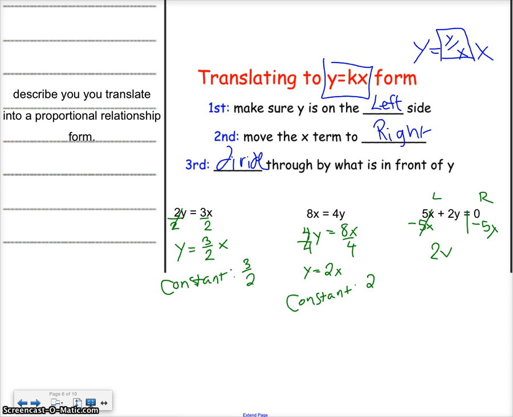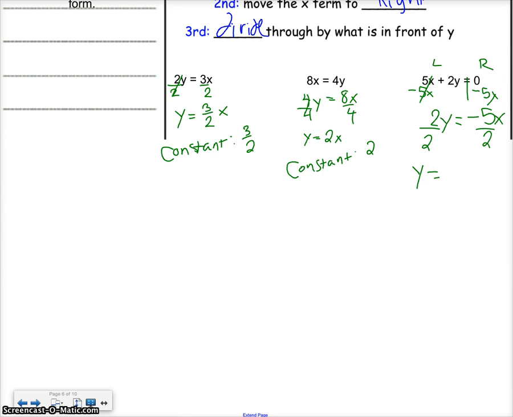And I get 2y equals, and then the 0 can disappear, negative 5x. The 0 doesn't need to be there. It's just there to take space because nothing else was there. And now I move to step 3. I divide by what's in front of y. Divide by 2, and you get y equals negative 5 over 2 x. And your constant of variation is what you multiply the x by, negative 5 over 2. So that means if I created a ratio of y over x, it will always be negative 5 over 2.